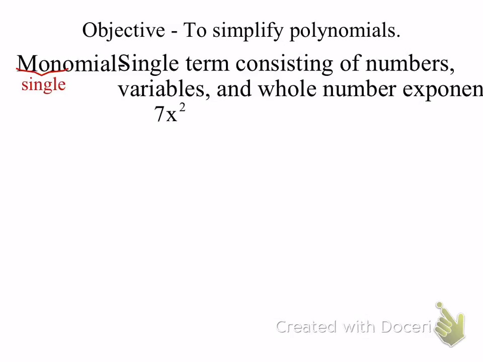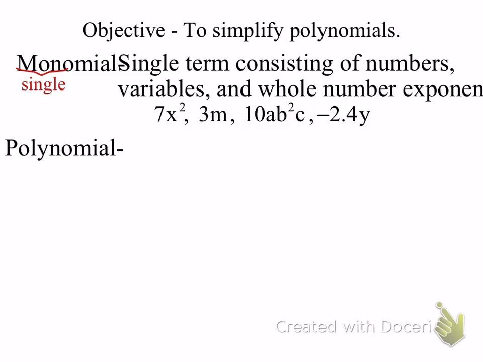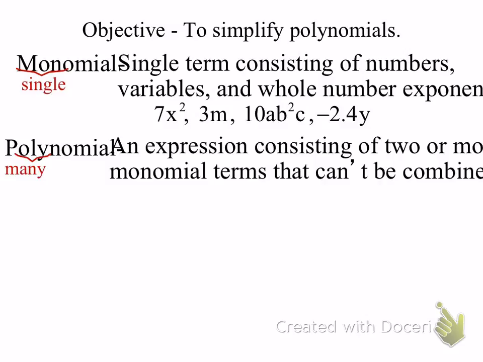Okay? Now, if a monomial is a single term, what is a polynomial? Ryan? It's a sequence of terms. Another word for it would be? It's just like the basic generalization for all of them. It means many terms. Poly means many, as in polytheism, the belief in many gods. Polynomial, many terms. Okay? And within an expression with many terms, it's an expression consisting of 2 or more monomial terms that can't be combined.